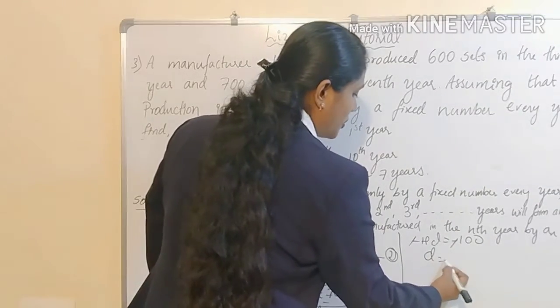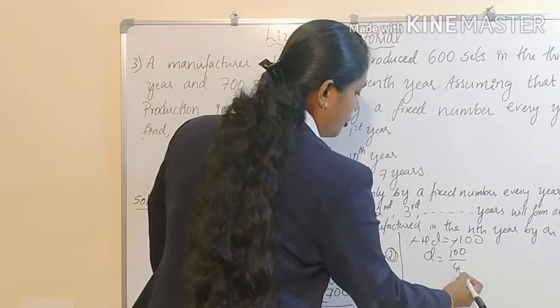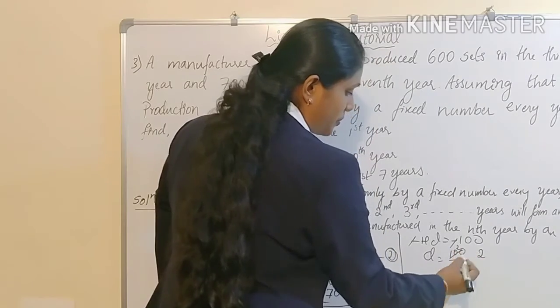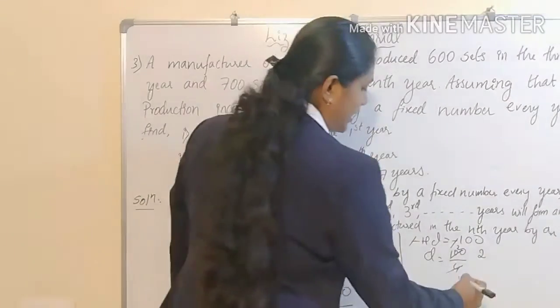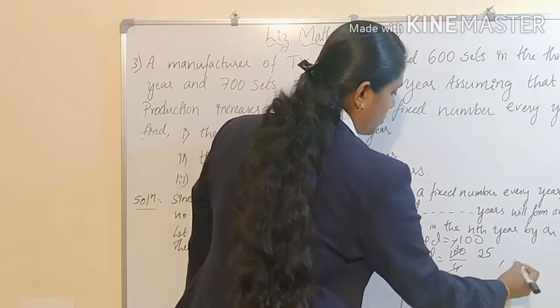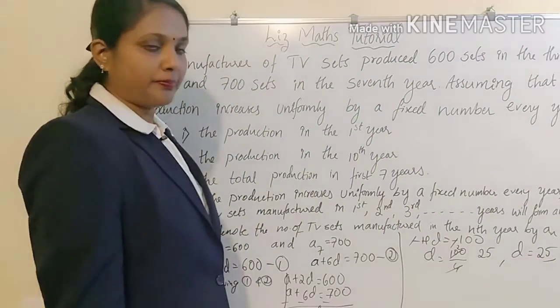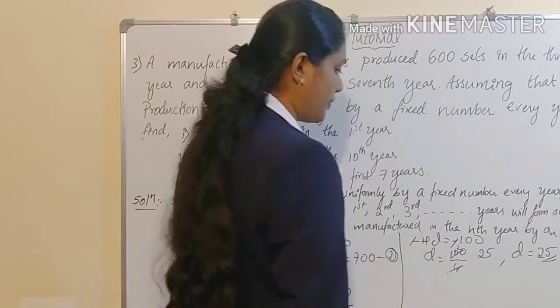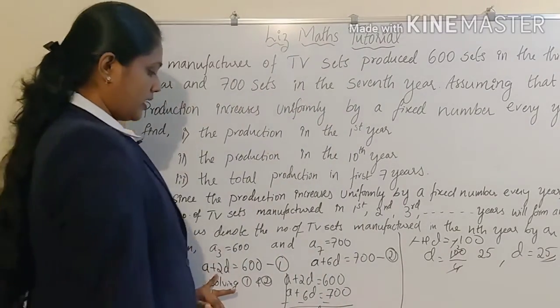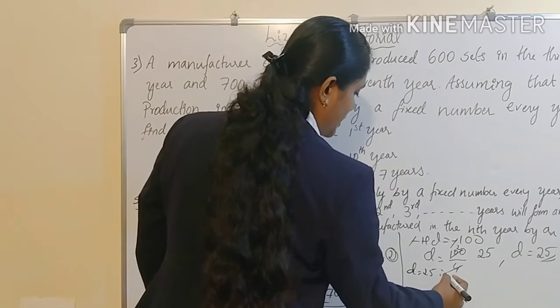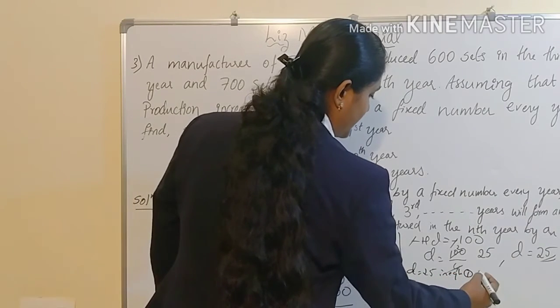Here d = 100 divided by 4. 4 twos are 8 and 2 is remaining here, 20. 4 fives are 20. So what will you get? d = 25. So when you substitute d = 25 in one of the equations, in equation number 1, then what will you get?